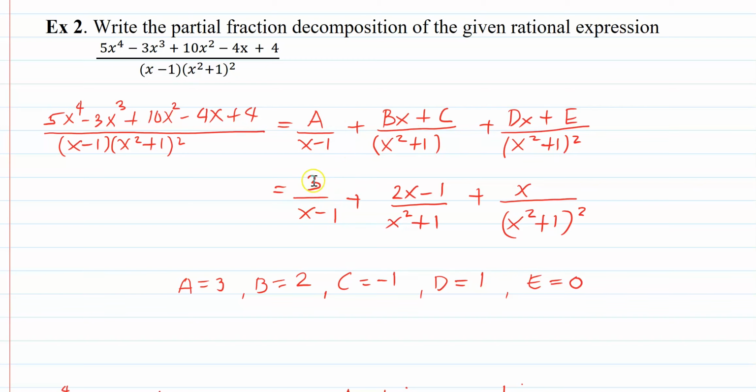So our fractions are 3 over x minus 1 by replacing A, and then plus 2x minus 1 over x squared plus 1. We replace B with 2 and C with negative 1. And then our D is equal to 1 and E is 0. So this will just be x over x squared plus 1 quantity squared. So these fractions are the partial fraction decomposition of this fraction: 5x to the fourth minus 3x cubed plus 10x squared minus 4x plus 4 over x minus 1 times x squared plus 1 squared.